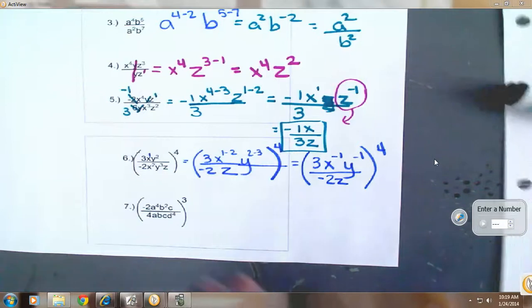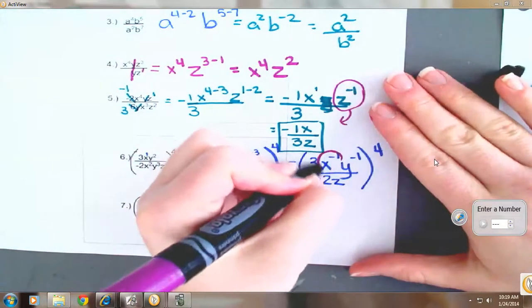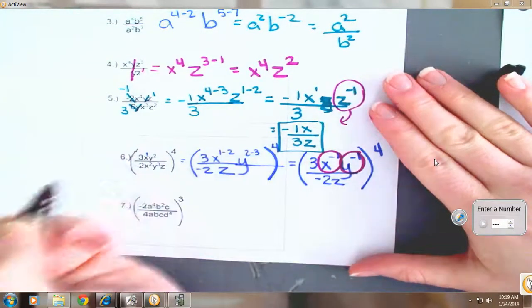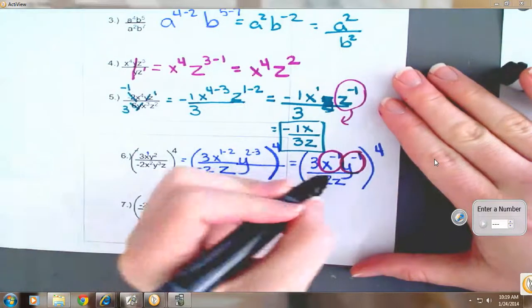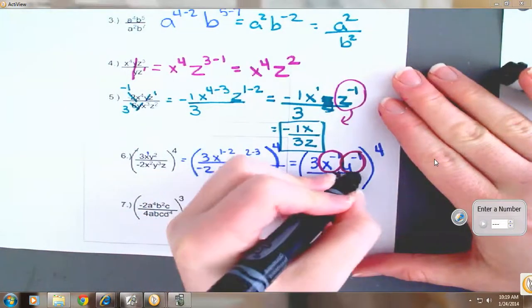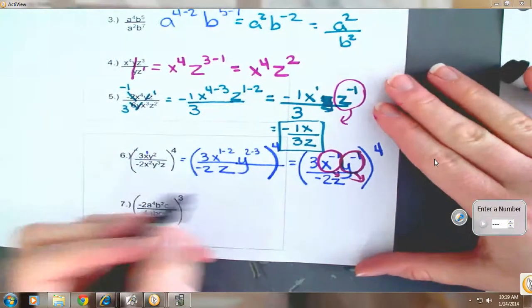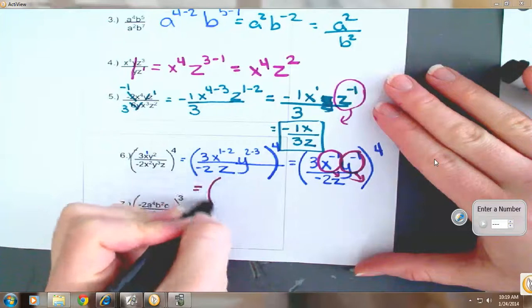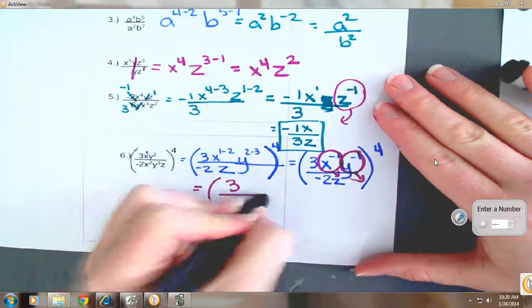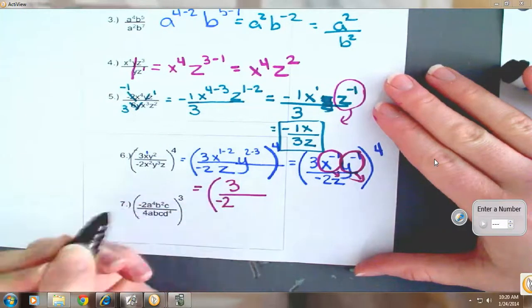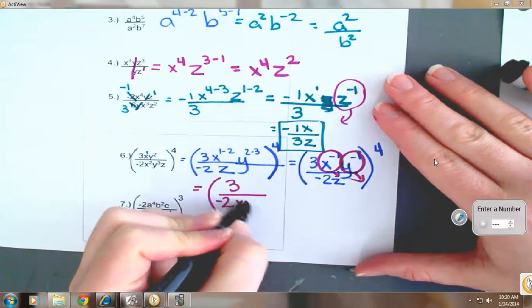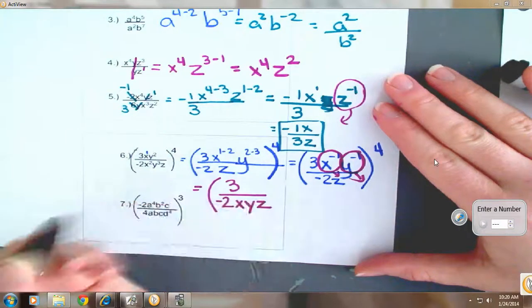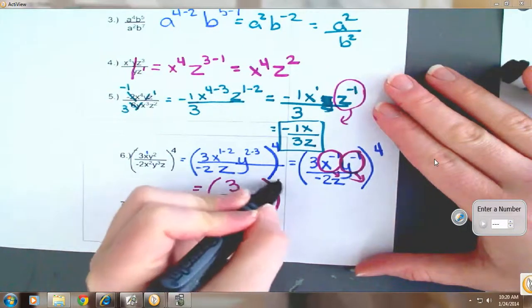Now, what can I do with this x to the negative 1 and y to the negative 1? Drop them down to the bottom. Okay, let's move them down to the denominator. They have negative exponents, we know we're going to move them down. So we have 3 divided by negative 2, x, y, and z. I'm going to put them in alphabetical order.